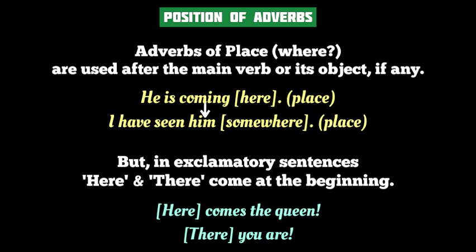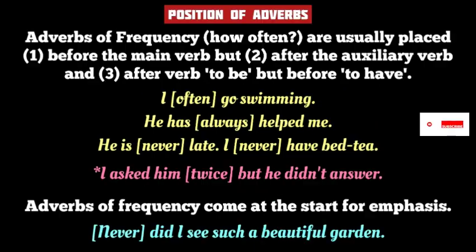However, in exclamatory sentences, the adverbs of place here and there come at the beginning of the sentence. For example, the exclamatory sentence, here comes the queen, starts with the adverb here. In the next example also, the adverb of place there comes first.